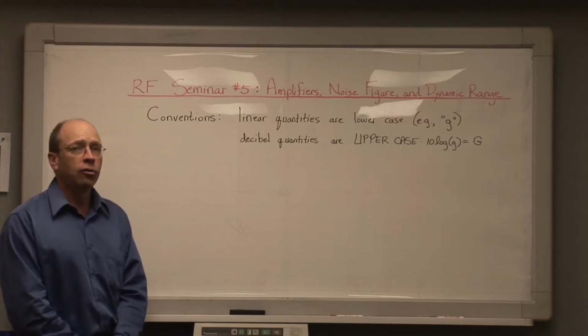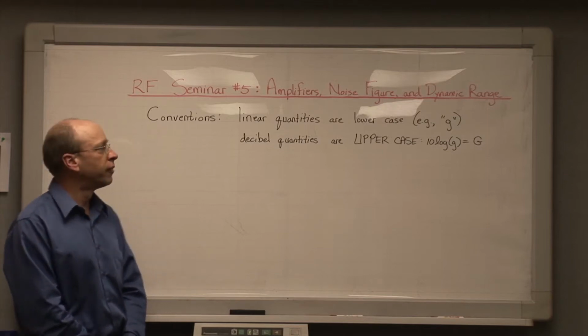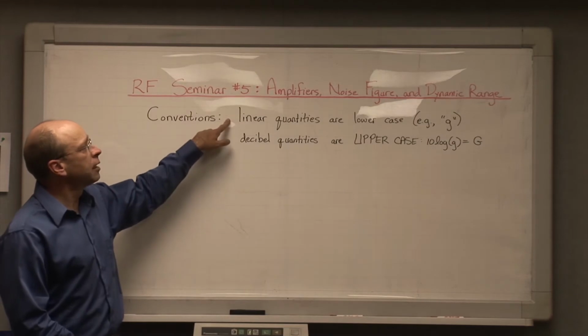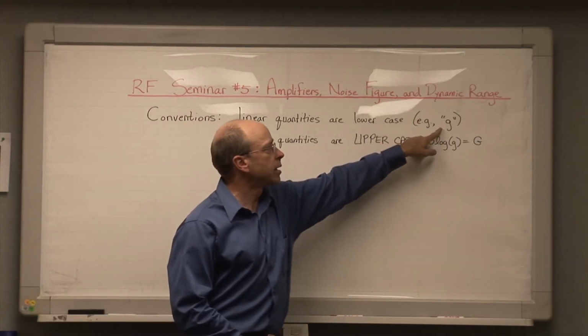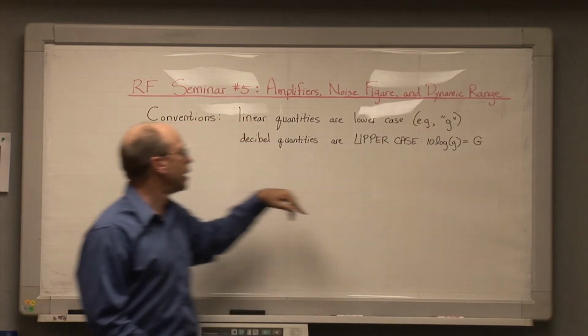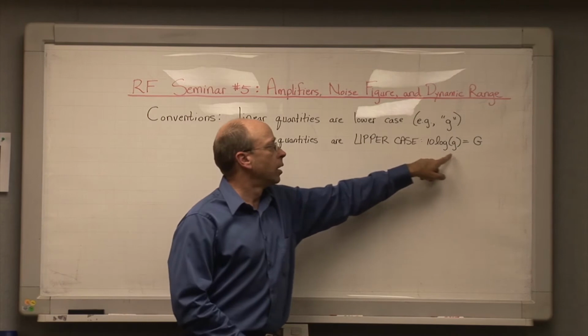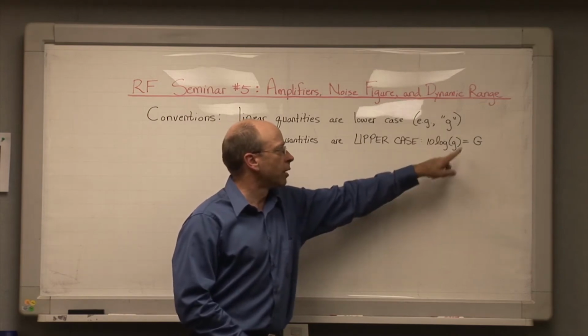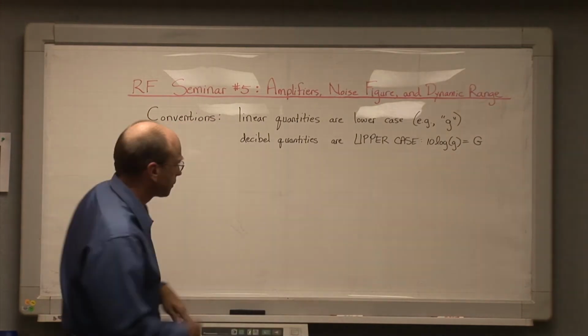In this talk, we'll be using quantities that are both linear and quantities that are decibel. The convention that I'll use is that linear quantities will be written in lowercase. For example, gain, if it's linear gain, will be lowercase g, and decibel quantities, which are 10 log of the linear quantity, will be written with the same Roman character but in uppercase.